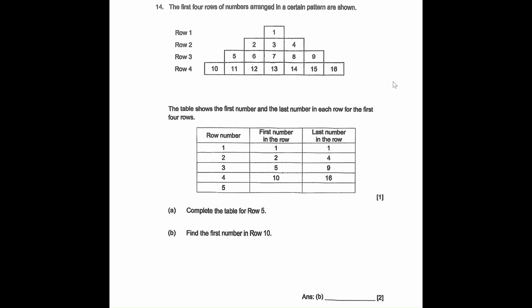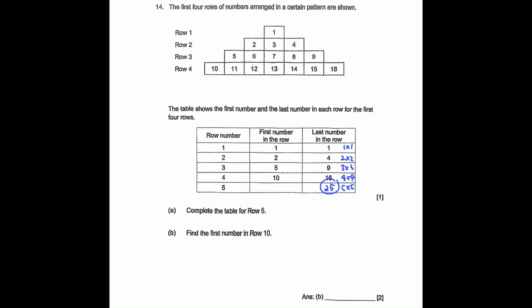Question 14 is a patterns question. If you look at this table over here, this is the pattern that we're supposed to look at to figure out how the pattern is formed. So it gives us an idea of how we can quickly find whatever numbers are required. They give us 3 columns. Row number over here, 1, 2, 3, 4, 5. First number in the row, 1, 2, 5, 10, and the last number in the row, 1, 4, 9, 16. These are numbers that you should quickly identify because they are square numbers. It's formed by 1 times 1, 2 times 2, 3 times 3, 4 times 4. So that's easy, right? 5 times 5, so this will be 25.